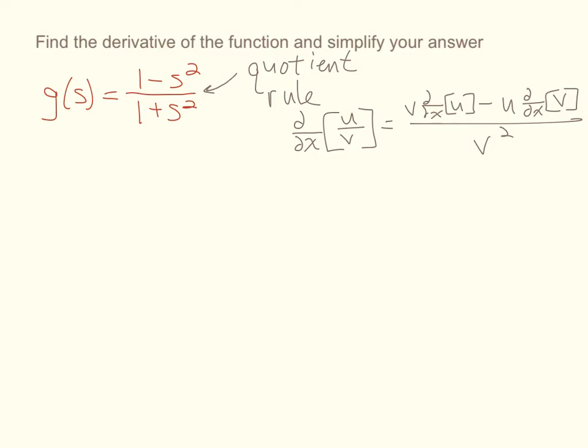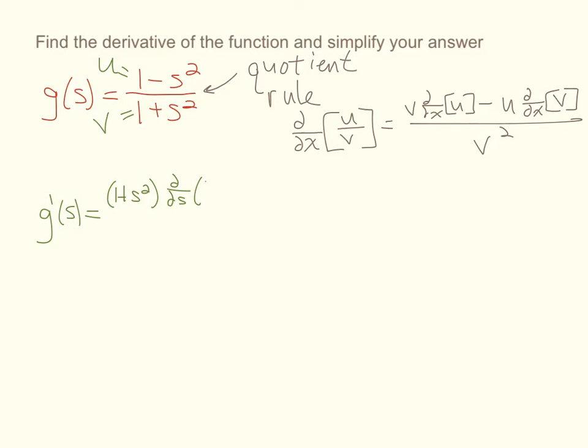So, in this case of our specific function, 1 minus s squared is u, 1 plus s squared is v, and so I'm just going to fill in some blanks over here. First up, we will write v for our derivative. G prime of s is v, which is 1 plus s squared. And to that, we're going to multiply the derivative of u, the derivative with respect to s, because that is the variable we are using in our original function.